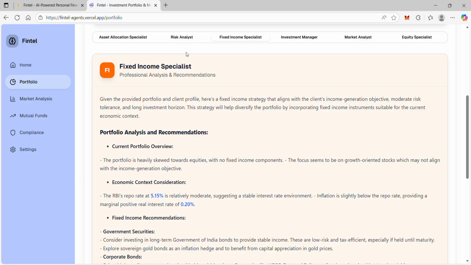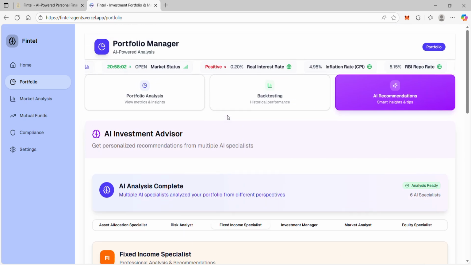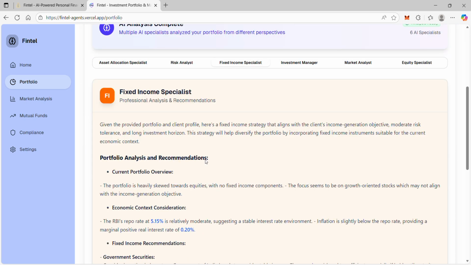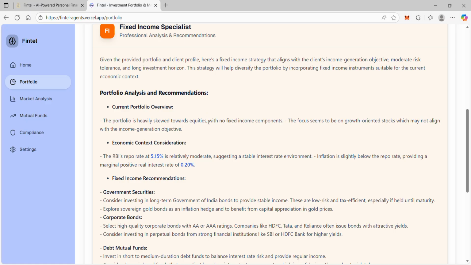This is the fixed income specialist. Certain people just live off investing, they don't work. They need a fixed income to be produced from their investments. In this case, it is the stocks. So it will analyze your portfolio, whether it is good to get you fixed income on a daily basis.